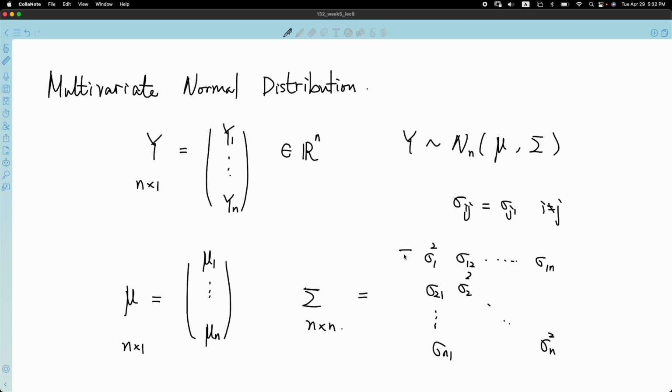So that is your n by n sigma matrix, or covariance matrix. Just to make an analogy to the univariate case, you have the scalar variable with mean mu and variance sigma squared. Here these are all scalars, in R or R positive. But here we are working in R^n, which is n by 1, and R^(n by n). That is the only difference.